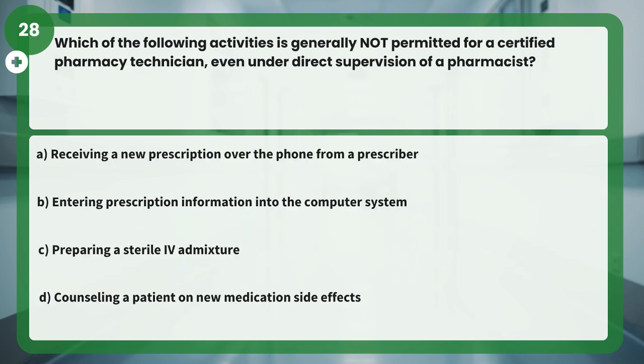Question 28. Which of the following activities is generally not permitted for a certified pharmacy technician, even under direct supervision of a pharmacist? A. Receiving a new prescription over the phone from a prescriber. B. Entering prescription information into the computer system. C. Preparing a sterile IV admixture. D. Counseling a patient on new medication side effects.